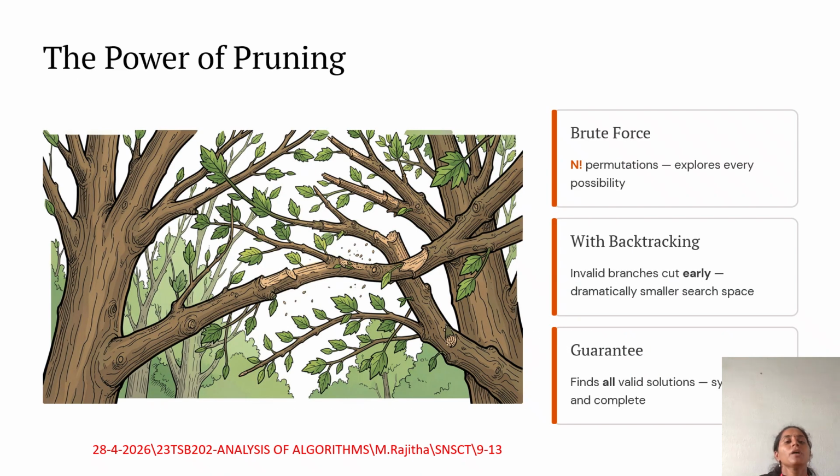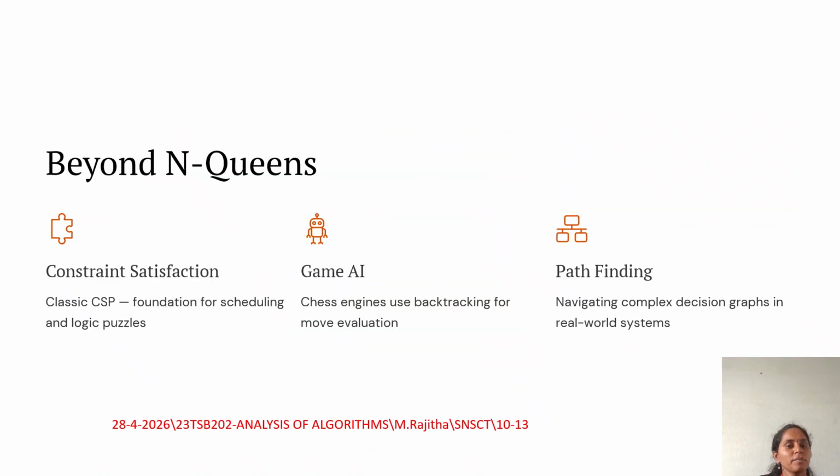The power of pruning. One of the biggest advantages of backtracking is pruning. Without pruning, we would need to check every possible arrangement. For n queens, the number of possibilities grows extremely fast, approximately n factorial. The brute force method becomes impractical for large values of n. Backtracking removes invalid branches as soon as conflicts are detected. As a result, many unnecessary calculations are avoided. This significantly reduces the search space while still guaranteeing that all valid solutions can be found.